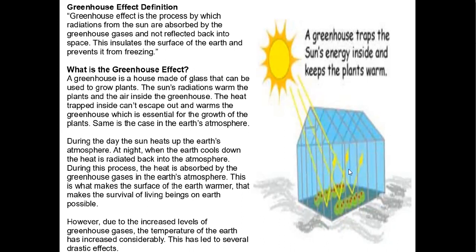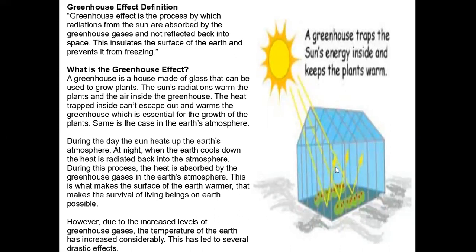As you can see here, if the solar radiation or heat energy cannot transfer to its outer surroundings, then the inside temperature will be increased and it warms up the inside atmosphere. So the heat trapped inside cannot escape out and warms the greenhouse, which is essential for the growth of the plant. Same is the case in the earth atmosphere, and the same phenomenon occurs inside the earth atmosphere.